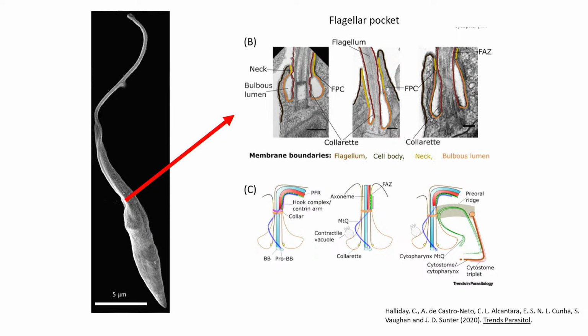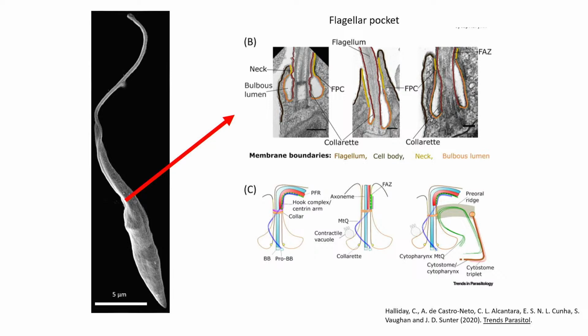So here we have a representation of the flagellar pocket of T. brucei, T. cruzi, and Leishmania. They are quite similar, but they have some differences in composition and also in morphology. And we can see here in this scheme that the flagellar pocket has some cytoskeleton structures that are also different between these three important medical parasites.